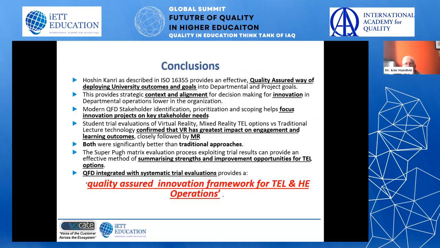So fundamentally, the conclusions: Hoshin Kanri, the deployment of policy and the management of policy gives you a quality assured way of deploying university outcomes and goals down into a department. Those are then used to evaluate different innovations that might be going on. They provide context and alignment for innovation within education. Modern QFD stakeholder identification helps you scope and focus innovation projects on key stakeholder needs.